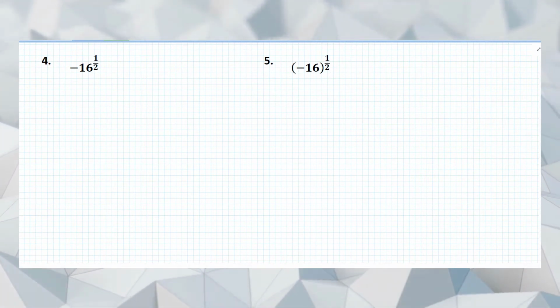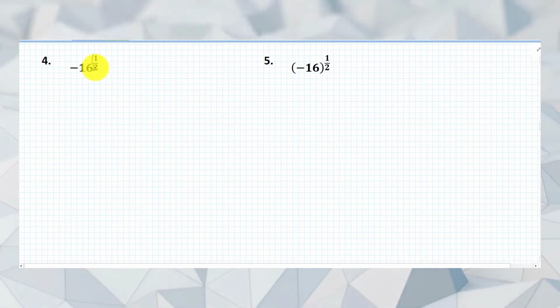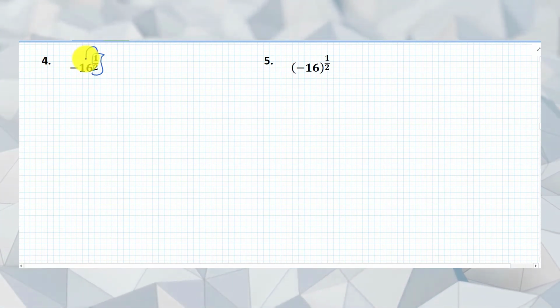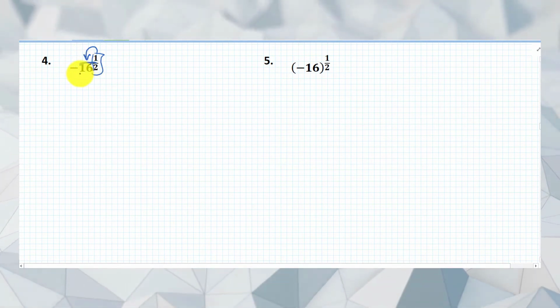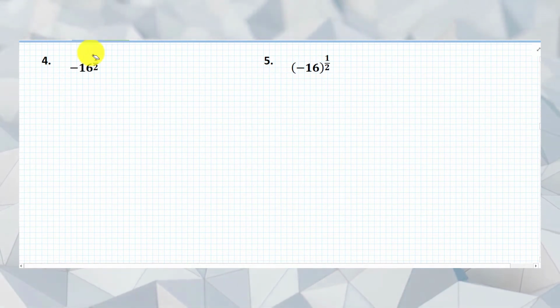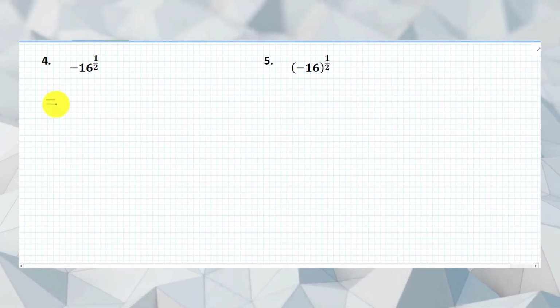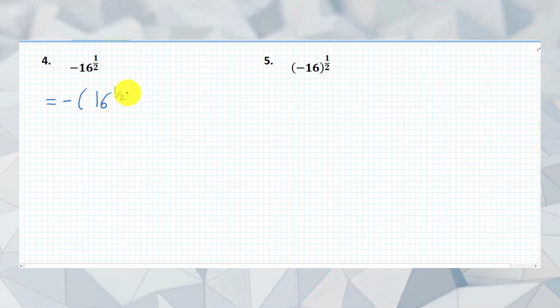Be careful with number 4. This is something we worked on at the beginning of the year. What is the base of the power 1/2? The base is just the number written right before it. That's 16, not negative 16, okay? The negative is not in the base right here. So basically, that means the opposite of 16 to the 1/2.